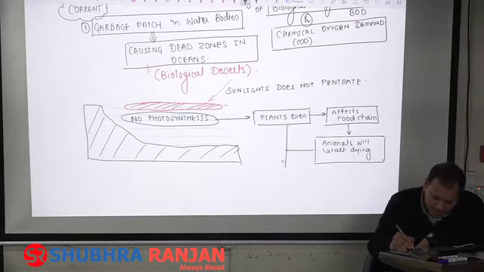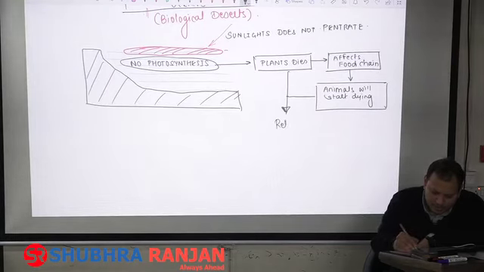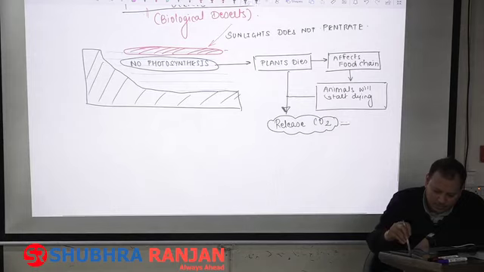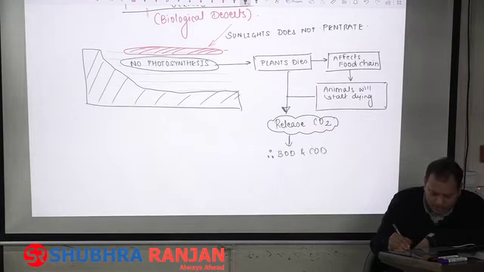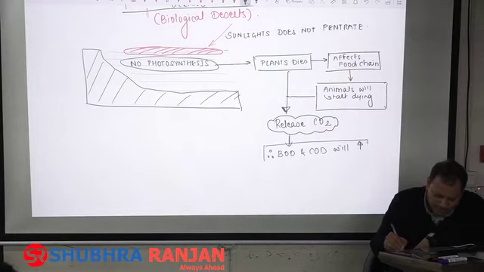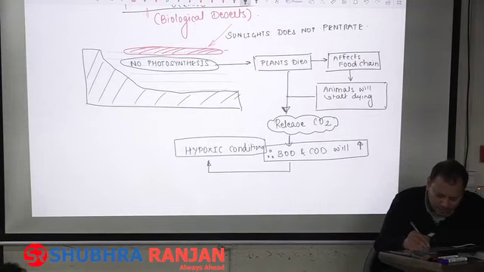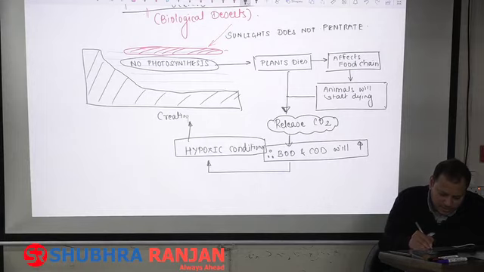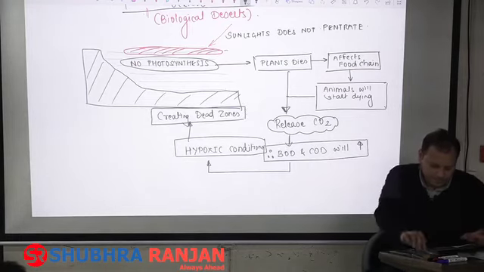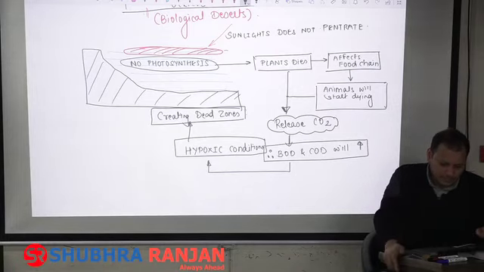Death of plants and animals start releasing CO2, therefore BOD and COD will increase, resulting into hypoxic conditions, means lack of oxygen, and therefore creating dead zones.